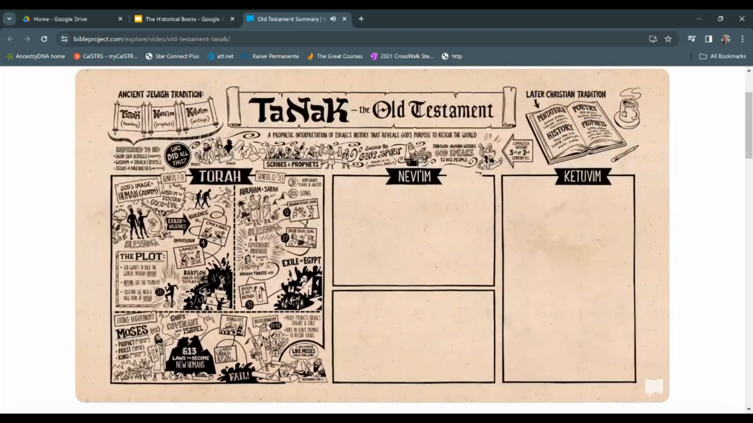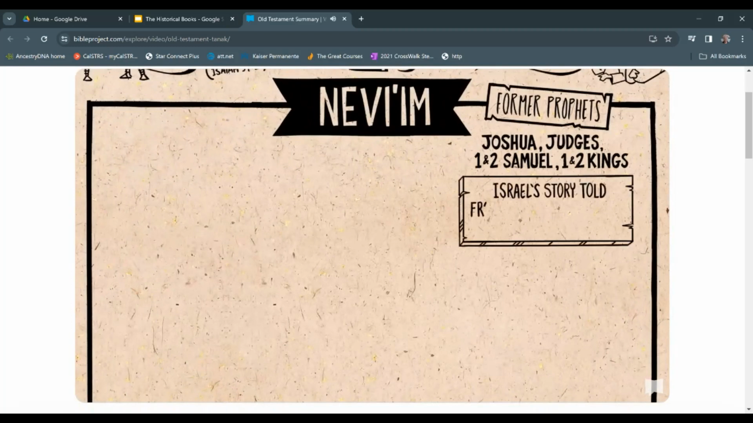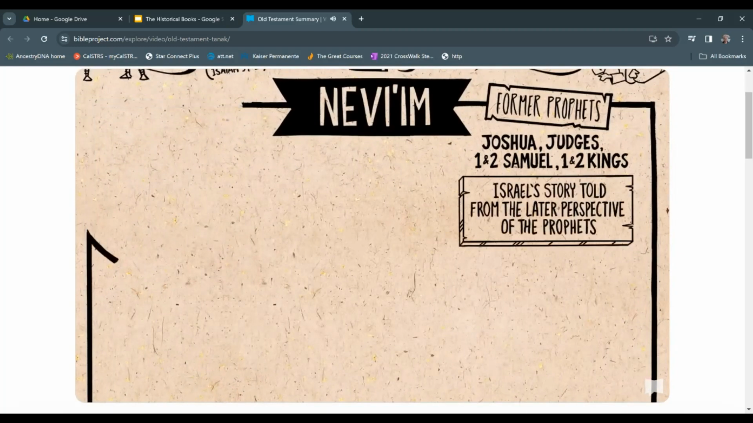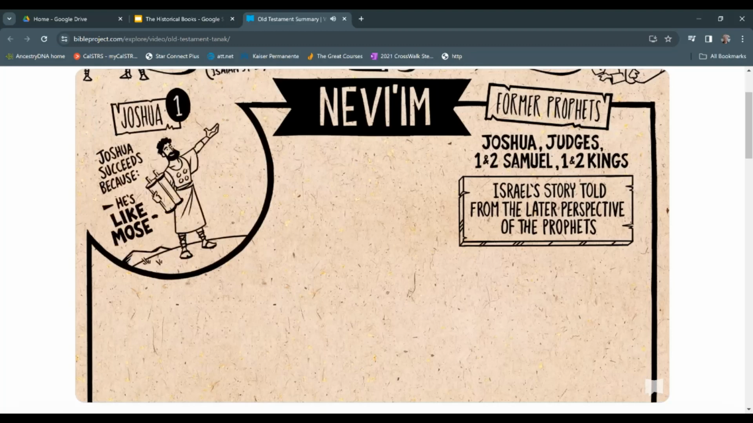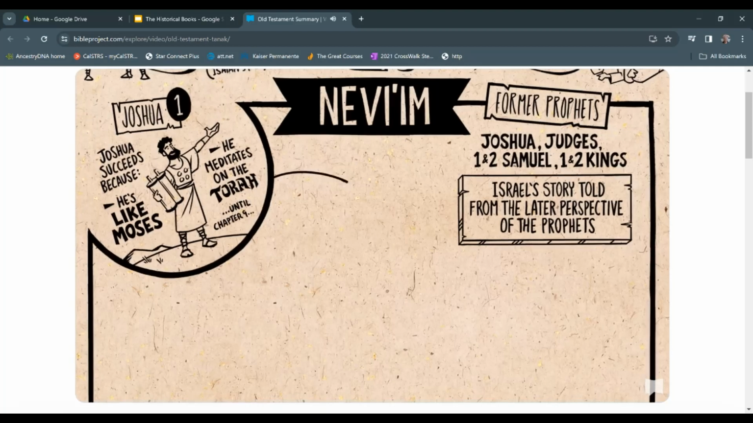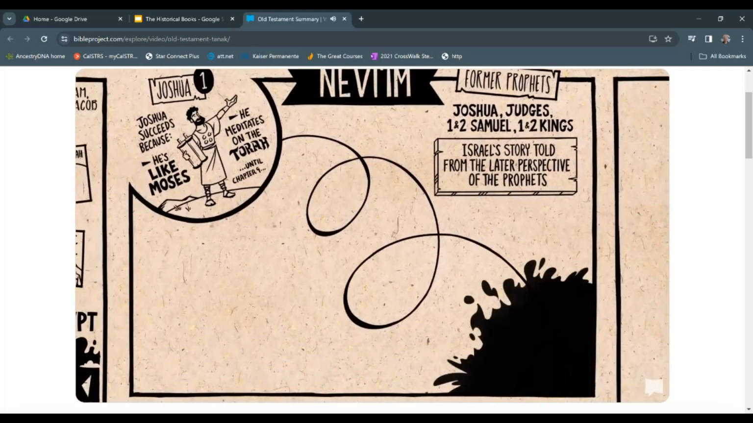It has 2 sub-collections. First, the former prophets, 4 narrative works about Israel's story in the Promised Land, told from the later perspective of the prophets. Things start great with Joshua's leadership. We're told he's successful because he's just like Moses, and he meditates on Scripture day and night. But eventually, even Joshua fails, beginning Israel's long and violent descent into self-destruction, just like Moses and the garden story anticipated.